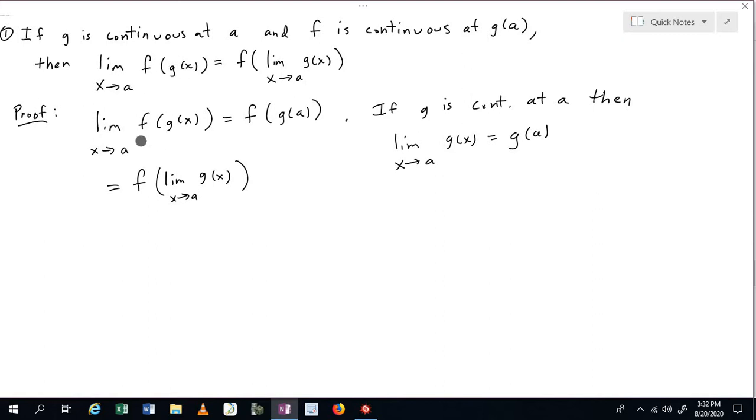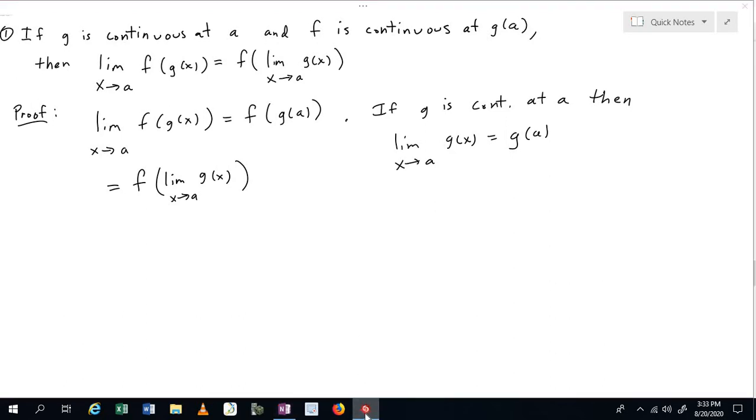The limit of this composition as x approaches a is the same as f evaluated at the limit of g of x as x approaches a. Basically, what this theorem is telling us is as long as you satisfy both of those conditions, you can actually find the limit of g of x first, figure out what that limit is, and then take the function and evaluate it at that number. And that'll be the same as finding the limit of this composition of f and g as x approaches a. Okay, so that proves that theorem.